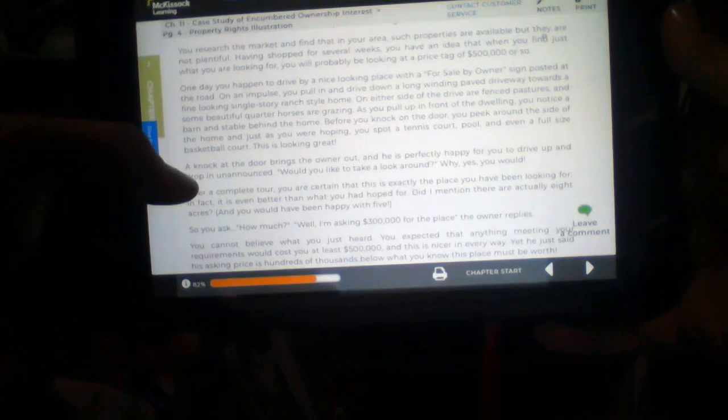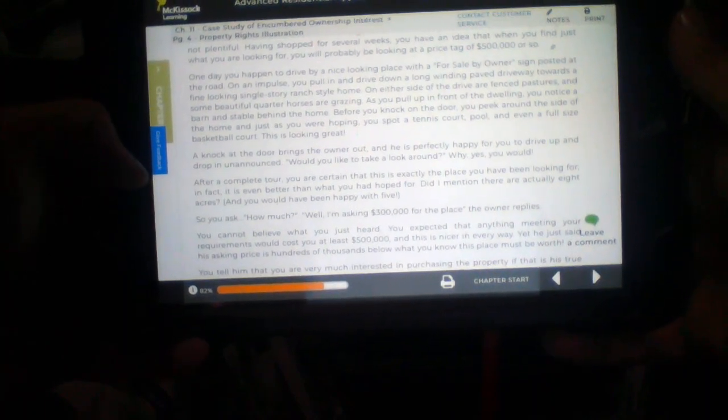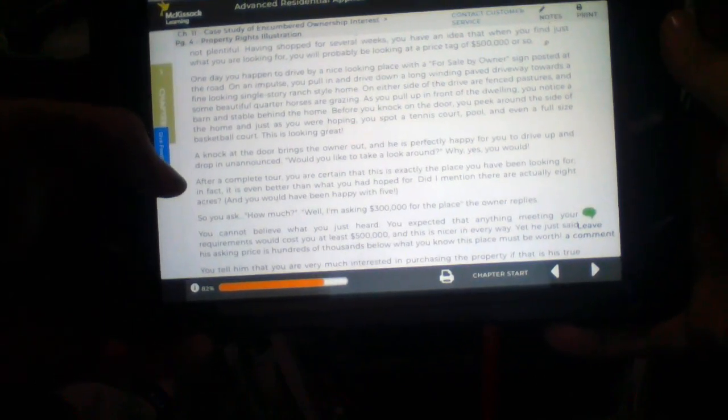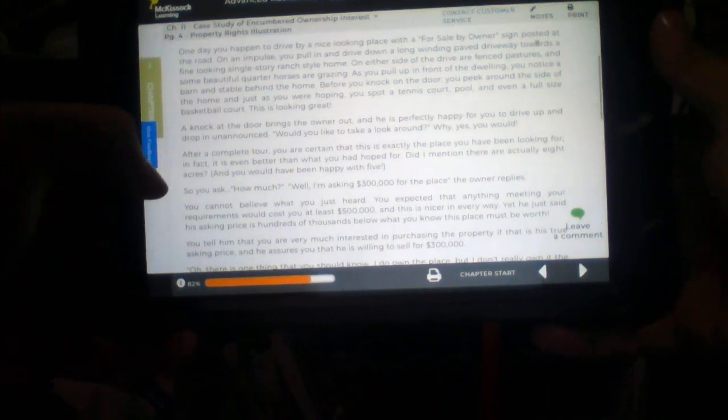You research the market and find that in your area, such properties are available, but they are not plentiful. Having shopped for several weeks, you have an idea that when you find just what you are looking for, you will probably be looking at a price tag of $500,000 or so. One day you happen to drive by a nice looking place with a for sale by owner sign posted at the road.